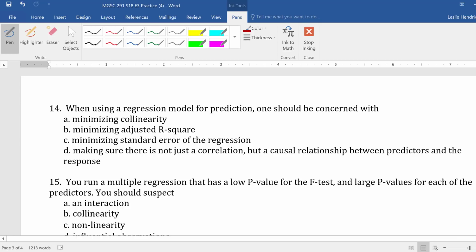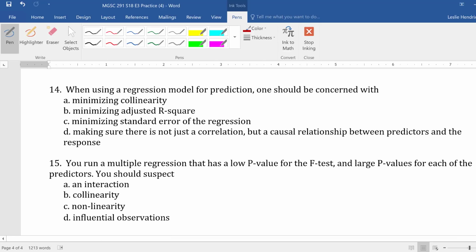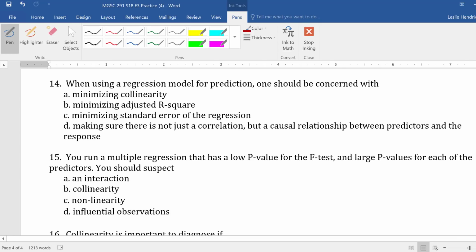All right, so some additional questions. When using a regression model for prediction, one should be concerned with what? You should be really good at this because you've been doing your Kaggle project, and that is minimizing the standard error of the regression, because that tells you how far off your predictions are, how close your predictions are in general.